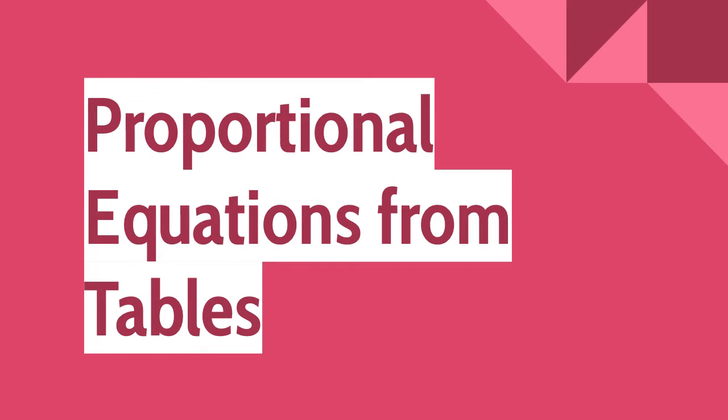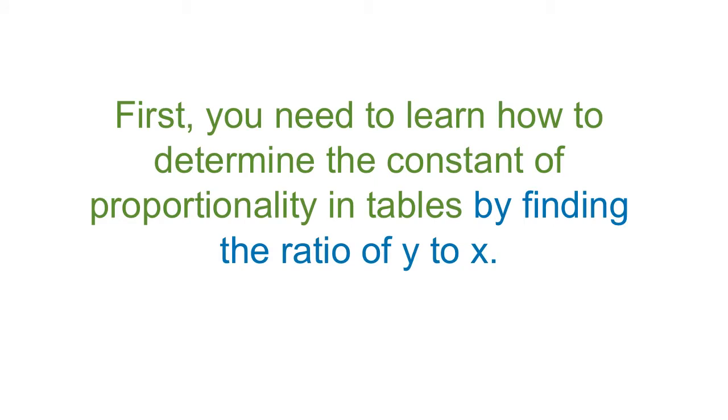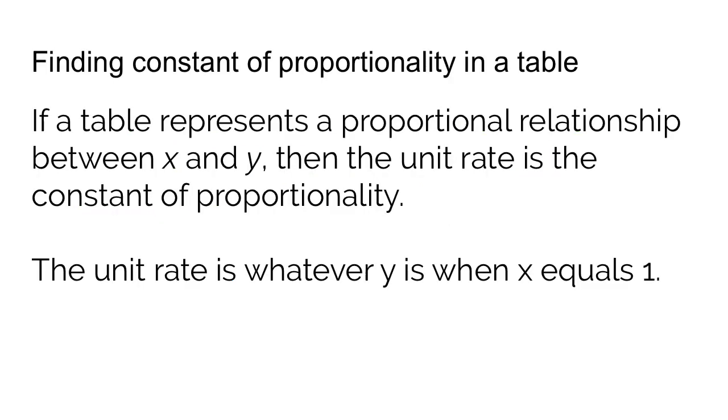Now we're going to look at proportional equations from tables. First, you need to learn how to determine the constant of proportionality in tables by finding the ratio of y to x. If a table represents a proportional relationship between x and y, then the unit rate is the constant of proportionality. The unit rate is whatever y is when x is 1. So if you look in the table and see where x is 1, whatever y is, that is going to be your k, or constant of proportionality.